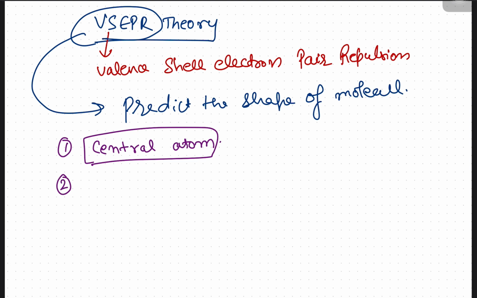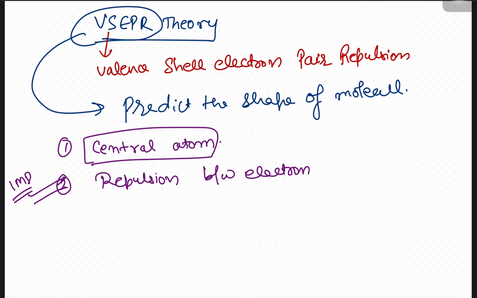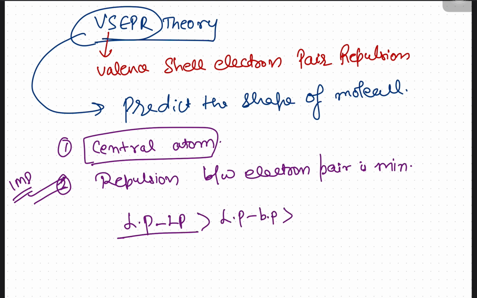Second, and this is the most important point, the molecule will take that shape in which the repulsion between the electron pairs is minimum. So the order of repulsion is: lone pair-lone pair repulsion is greater than lone pair-bond pair repulsion, which is greater than bond pair-bond pair repulsion.